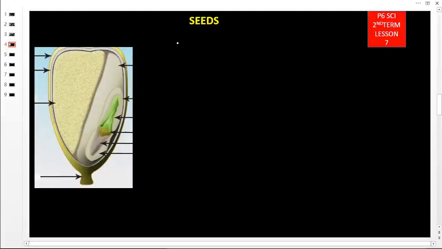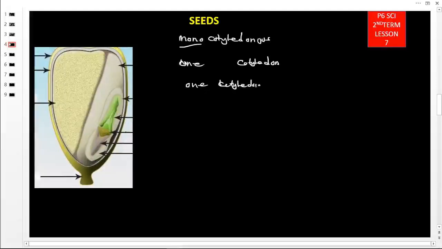Then let us look at what we call monocotyledonous seeds. Remember we said mono means one, then cotyledonous means cotyledon. Therefore monocotyledonous seeds are seeds with only one cotyledon. So please, I urge you, after here you write the notes that are sent through the WhatsApp number.